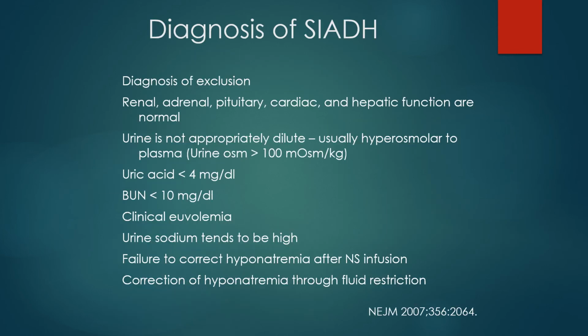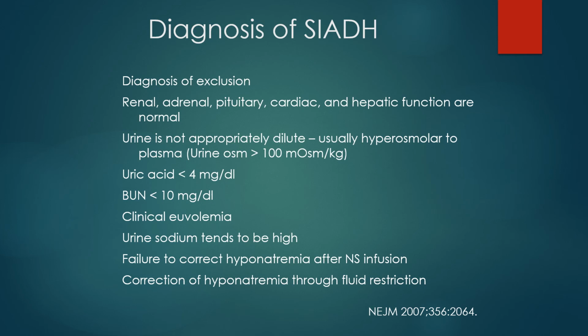The diagnosis of SIADH can sometimes be challenging and is a diagnosis of exclusion, but a list of diagnostic criteria for SIADH is shown here. In general, other organ systems are normal. The urine is inappropriately concentrated with a urine osmolality greater than 100 and a very high urine sodium level. With severe SIADH, the urine osmolality may be in the 600s range.